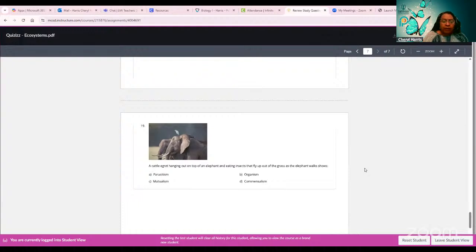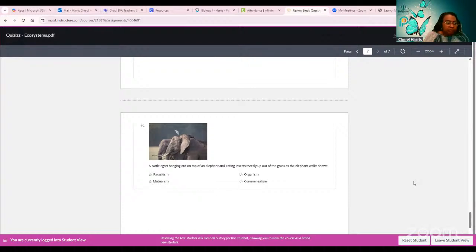All right, then we have our egret, which is that little bird that's sitting on top of the head of the elephant. It's hanging out on top of the elephant, eating the insects that come out of the grass as the elephant walks by. And yes, commensalism, where the elephant really doesn't care because the elephant really isn't bothered by those bugs. It doesn't eat the bugs, and the bugs that are on it aren't harming it, so the elephant doesn't care. But the egret is feeding on it.